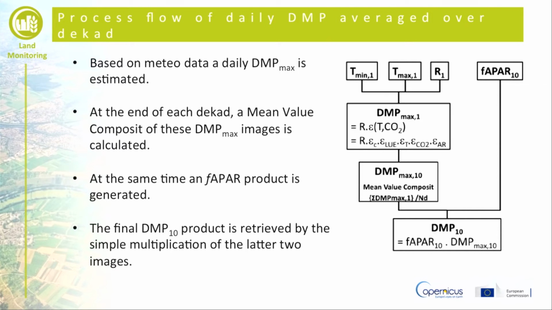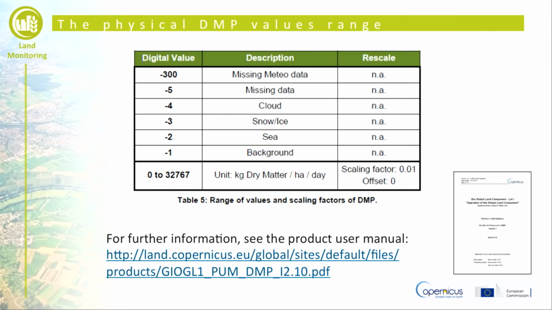At the end of each 10 days, a mean value composite of these DMP max images is calculated. At the same time, the FAPAR product is generated, and the final DMP10 product is retrieved by the simple multiplication of the latter two images. For your information, I present briefly here the range of physical DMP values and the scaling factors. For further details, please consult the product user manual available under this link.